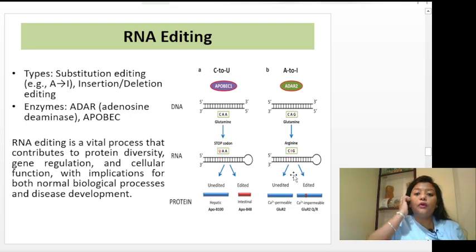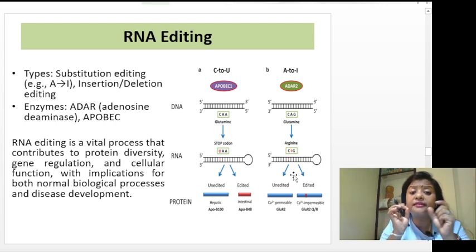Okay. Now, RNA editing. As I've told you, sometimes substitution might occur. That means sometimes there might be some insertion or deletion. Like, okay, out here you can see the first one.